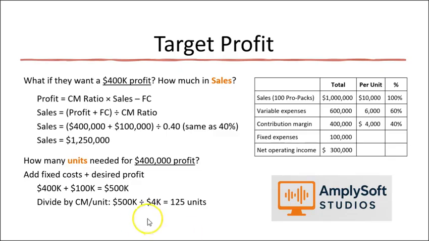In terms of units, how many units are needed for $400,000 of profit? We would simply add fixed cost plus the $400,000 of target profit, or altogether $500,000. Divide that by the contribution margin per unit of $4,000. So if we're trying to yield a target of $400,000 of profit and also to cover the $100,000 of fixed cost, $500,000 divided by the $4,000 of contribution margin per unit, that would mean we'd have to sell altogether 125 units.